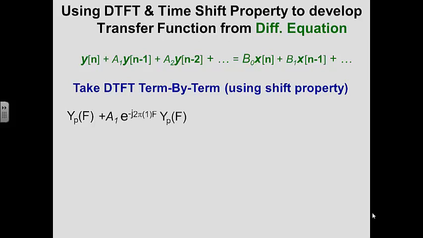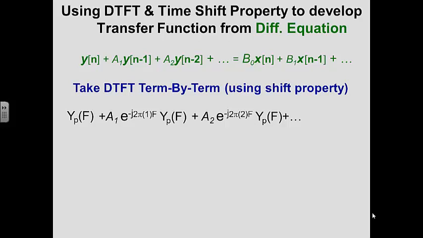We know how to do sample shifts. Shift property says just multiply by e to the minus j 2 pi f times the amount that I delay. So this transforms to a1 e to the minus j 2 pi times 1, that one sample shift, f times the Fourier transform Y of f. Similarly, this term would transform to a2 Y of f times e to the minus j 2 pi 2 f.